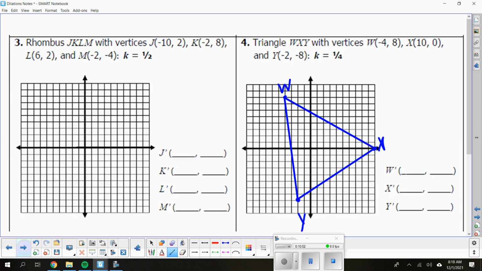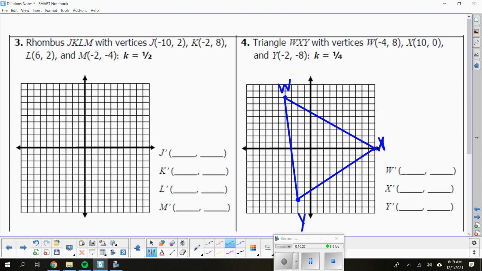So now we're going to look at number 4. This is a scale factor of 1/4, so less than 1. So this is a reduction, so I should be getting smaller. Since it's 1/4, we could just divide by 4, but sometimes it might be different, so I would practice also multiplying by 1/4 using that fraction key.